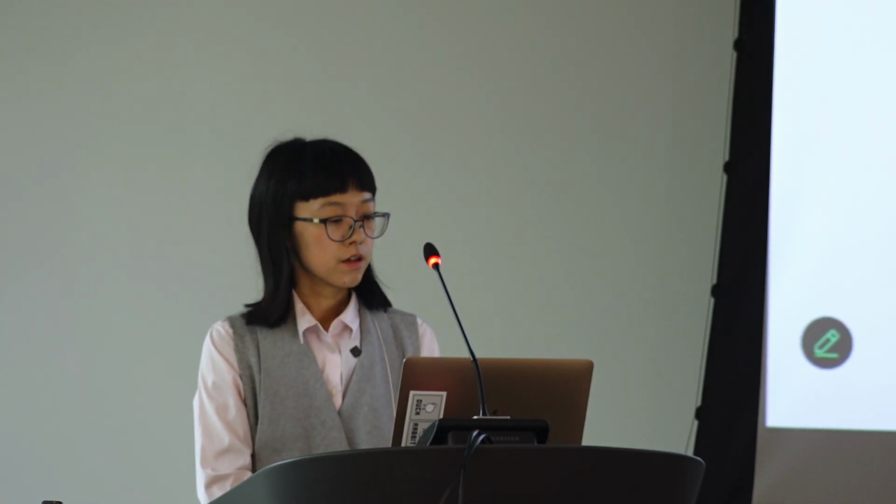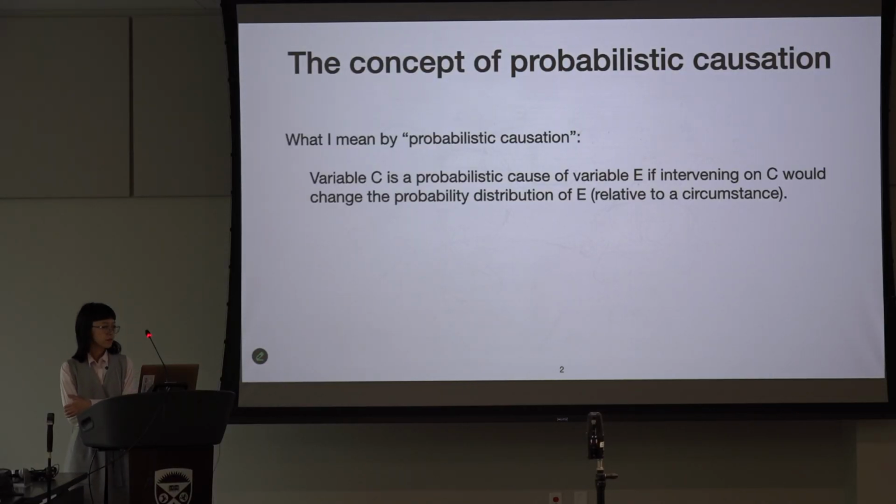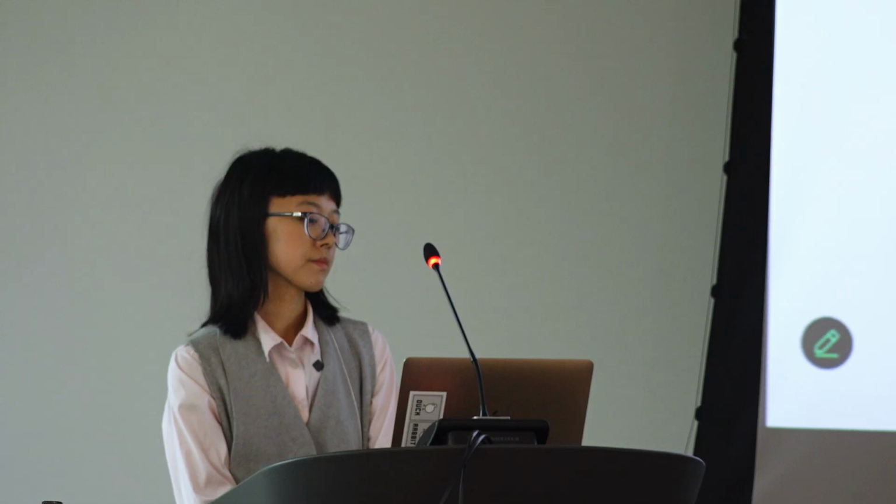Okay. So what I mean by probabilistic causation is a species of causal relation in which the cause is neither sufficient nor necessary for the effect. And an interventionist fleshing out of the idea is that variable C is a probabilistic cause of variable E if intervening on C would change the probability distribution of E relative to a certain causal circumstance.